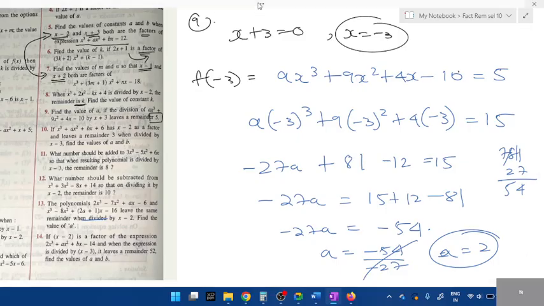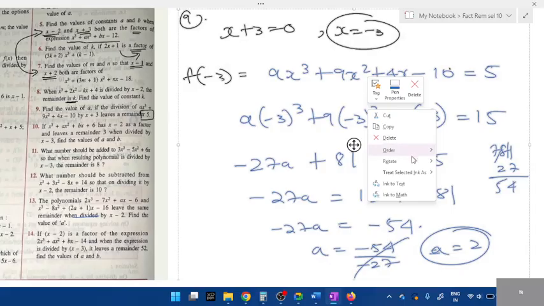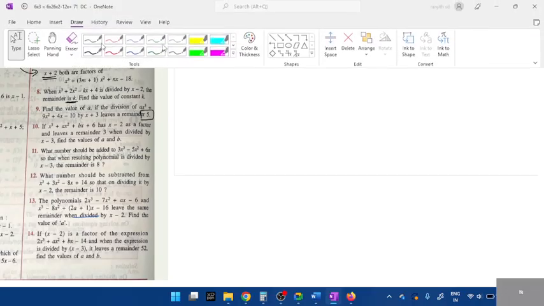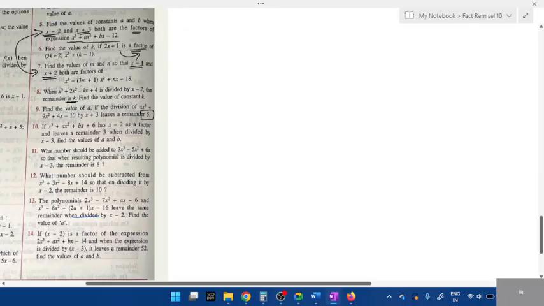Okay, next question. All of you got A is 2. From next one, all are important, students. Most of these questions are board exam questions. For the past 3 years, they didn't give anything from this remainder. They had given it from remainder factor theorem, the next exercise. But even this is important.